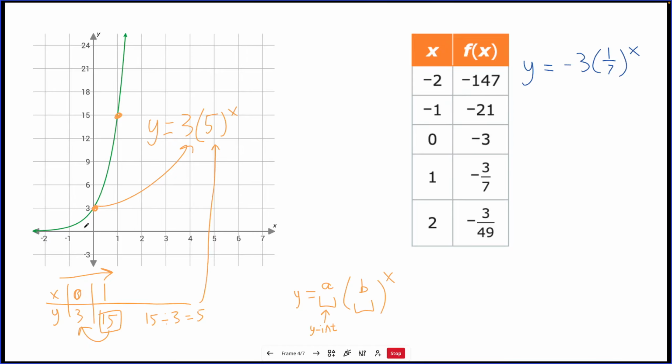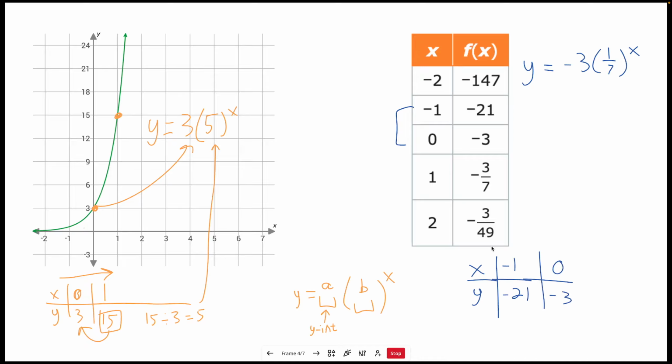You can pick any 2 numbers that are next to each other. So I don't know, let's pick these 2 numbers, right? You can pick any of them, but here we go. X and y, again, set up a table that looks like this because that makes it easier. -1, -21, and 0, -3.